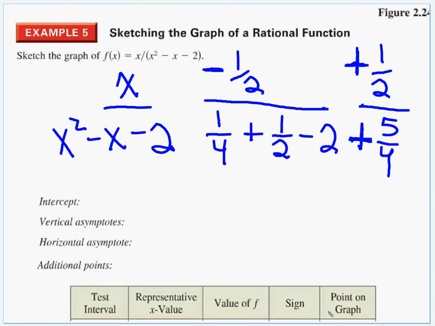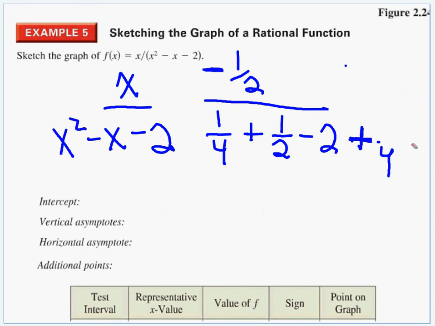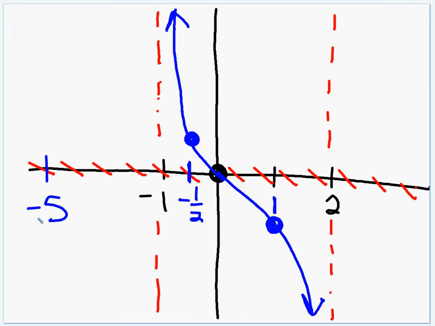Okay, the last thing, some other points on the graph. We've got to figure out what's going on beyond negative 1 and out to the right beyond 2, to see where the graph is going to be above or below the x-axis, because remember, we can't cross it. So let's put in negative 5 and see what happens. Our numerator will be a negative 5, and our denominator is definitely going to be positive, and a negative divided by a positive is a negative. So that means we're under the x-axis. We're somewhere down here at negative 5.